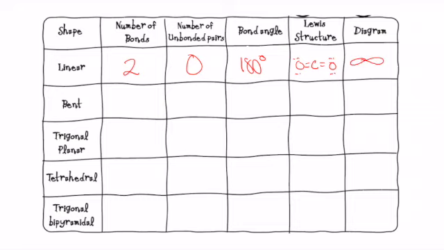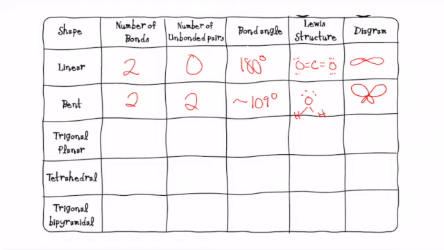A bent molecule has 2 bonded pairs and 2 pairs of unbonded electrons. The bond angle is approximately 109 degrees. An example would be water. These unbonded electrons take up much more room than the bonded electrons, and so the unbonded pairs push the bonded pairs of electrons towards each other.